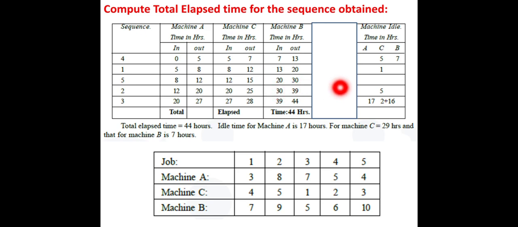30. So here there is no idle time of machines, because here 12 and 12, no idle time, 15 and 20, here the job will be waiting for 5 hours, the machine is busy processing the job, so the machine will not be idle in this case.